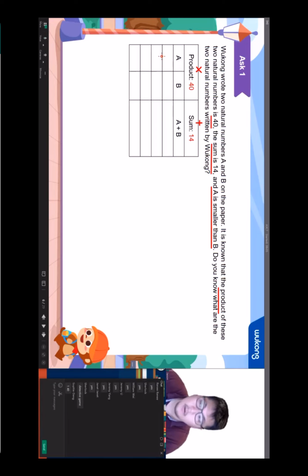What's the easiest? 1 and 40. Well done, Sophie. You're on a roll. So, 1 times 40 is 40. And let's check. Is 1 plus 40 equals to 41, everybody?